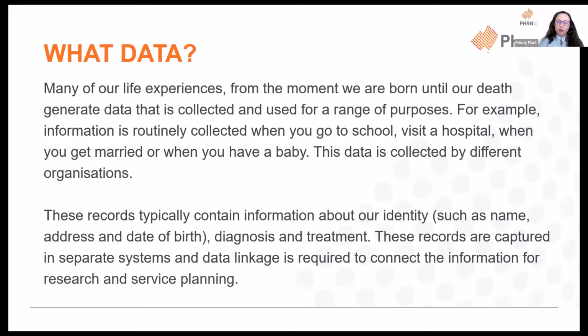They contain information about our identity, and we think of identifiers as things like name, address, and date of birth, but they also contain information about the service that we received. So it might be our diagnosis, or what school we were enrolled in, or what our test scores were, and we sometimes call that content information. That's the bulk of the record, and then there are identifiers with it. So it's helpful to think that you can divide a record into two parts.